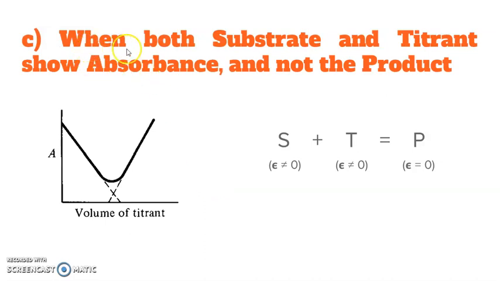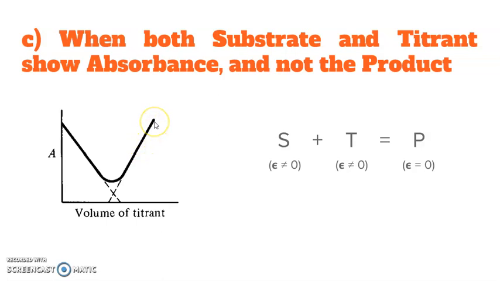The third case, when both the substrate and titrant show absorbance. Very interesting case where the substrate and the titrant both show absorbance. Okay, so we begin with the titration. Since the substrate itself has absorbance and is being titrated with another titrant which also has color, the concentration of the substrate gradually drops because I am adding titrant and the product is being formed, and the product itself does not have any absorbance, and eventually there is an endpoint somewhere here, and I keep on adding the titrant which again has absorbance.